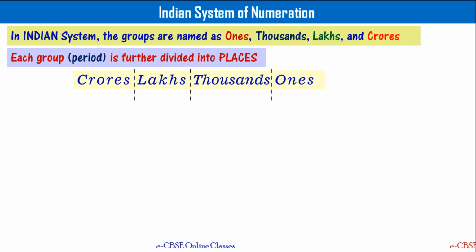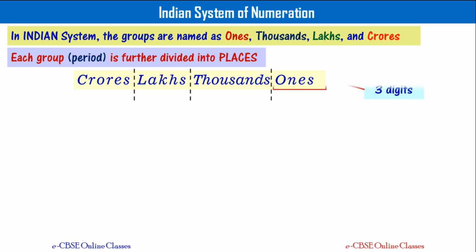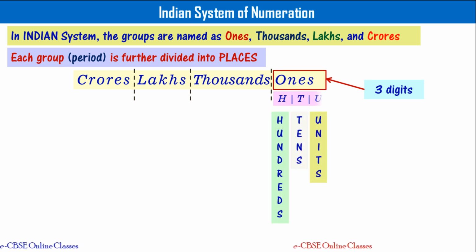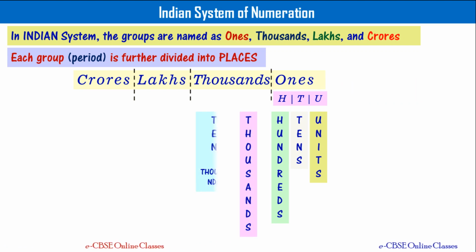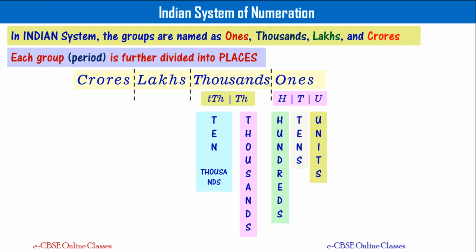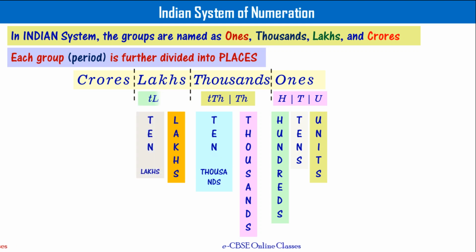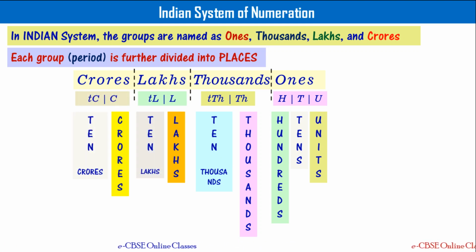Each period or group is further divided into places. Since the ones group has got 3 digits, it has 3 places. Those are units, tens, and hundreds. Thousands, since the thousands group has got only 2 digits, we have 2 places. Those are thousands and 10,000s. Lakhs have got lakhs and 10 lakhs. Crores and 10 crores.